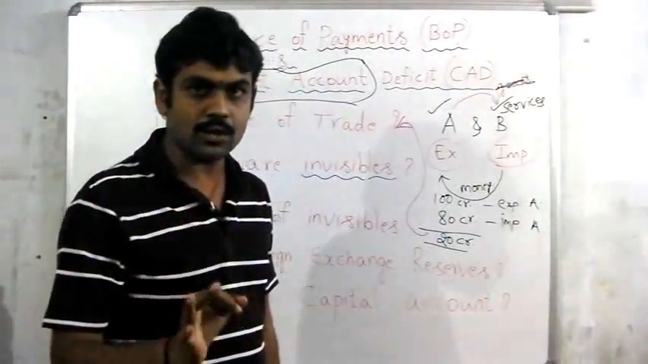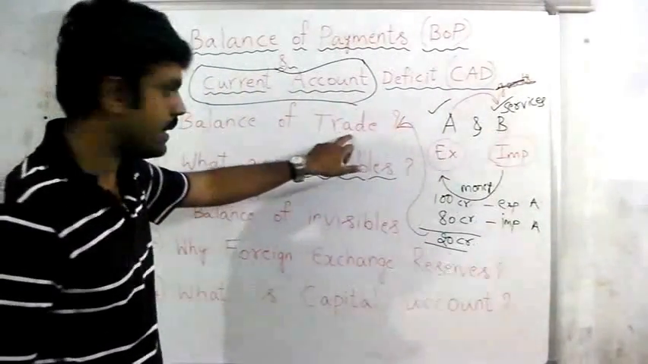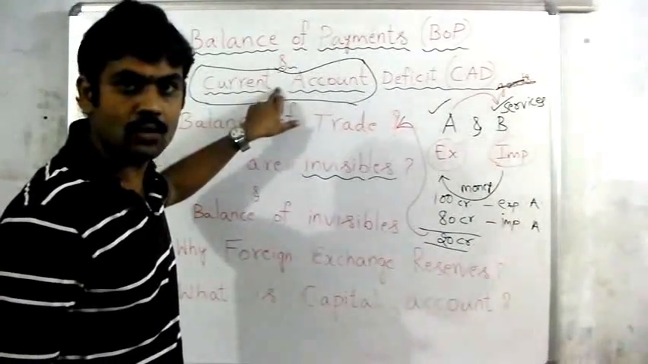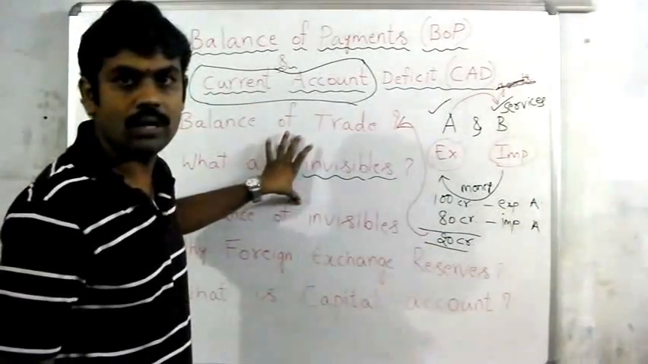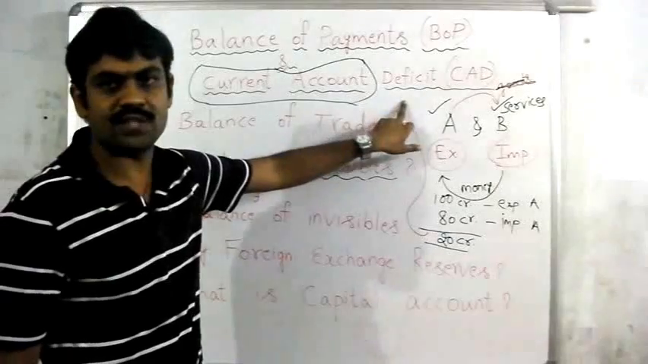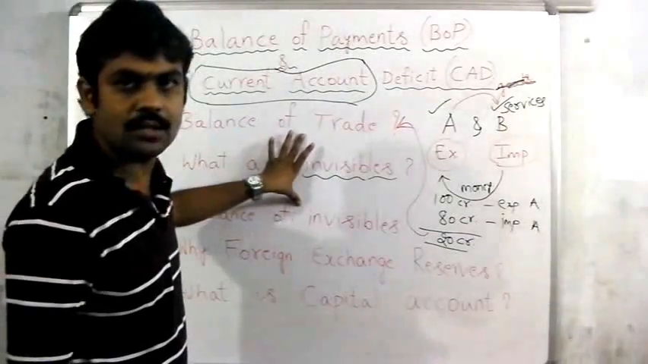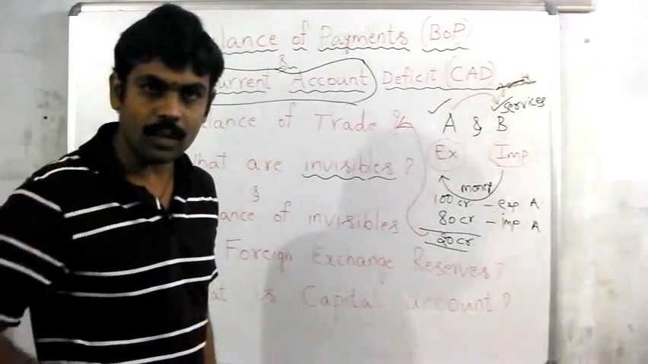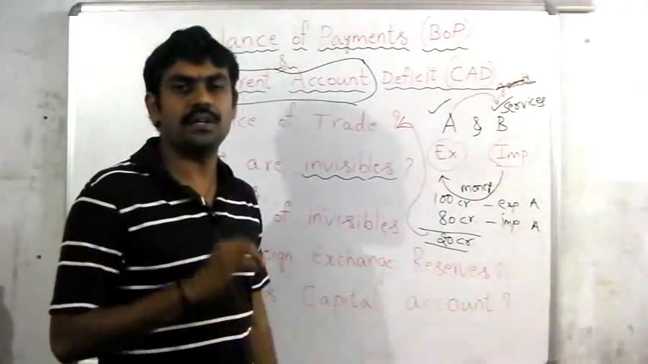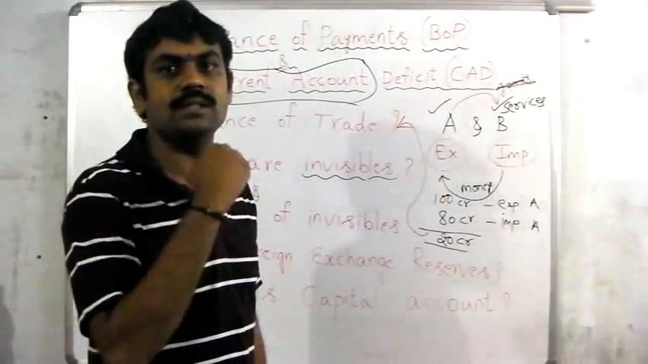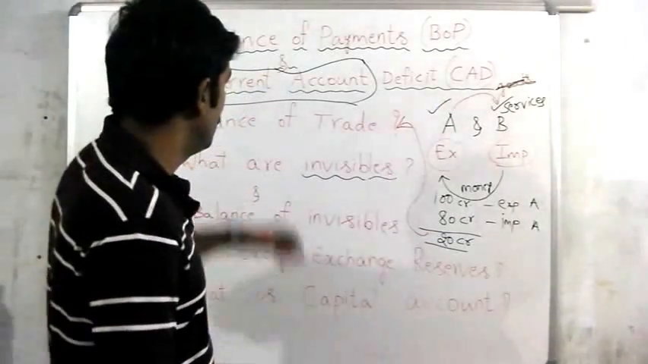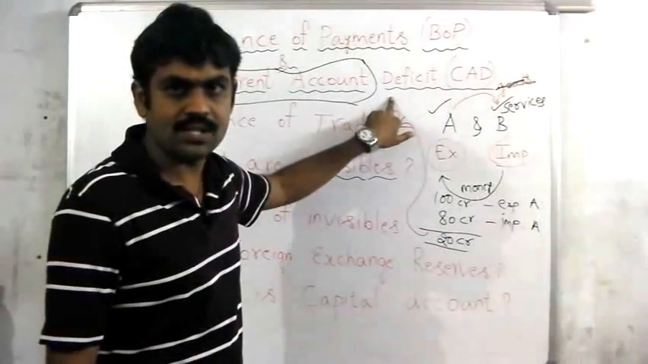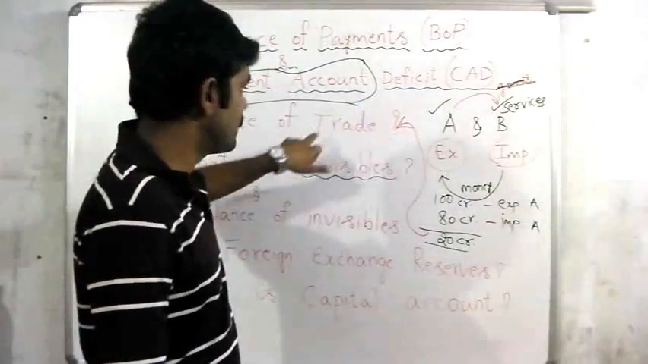I hope you clearly understood about balance of trade, balance of invisibles, and the two forming current account, and the deficit, when we add up the two, will give the current account deficit, or the surplus, when we add the two, will give the current account surplus also. But India is continuously having a current account deficit, in the sense of negative balance of trade.